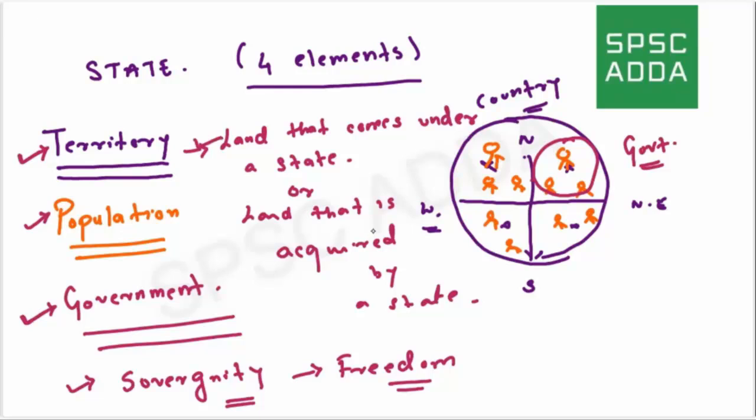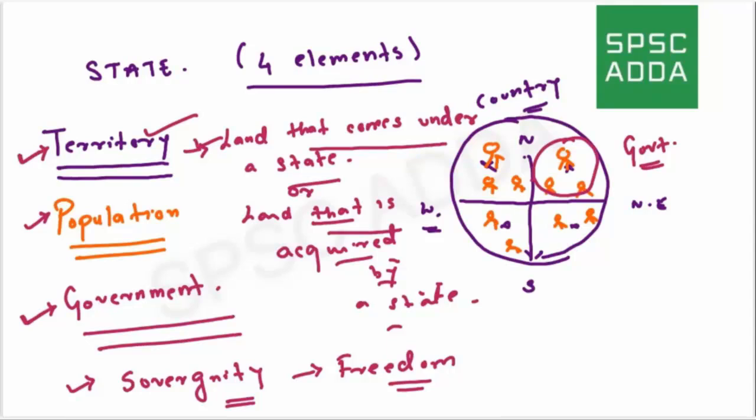Suppose tomorrow we are going to have a war with Pakistan and we acquire Lahore and Karachi. That will also be part of the state if we acquire any territory. So land that comes under a state, or land that is acquired by a state, is part of territory. You are clear with territory? Clear? Yes, sir.